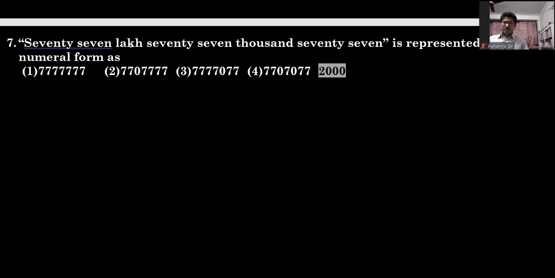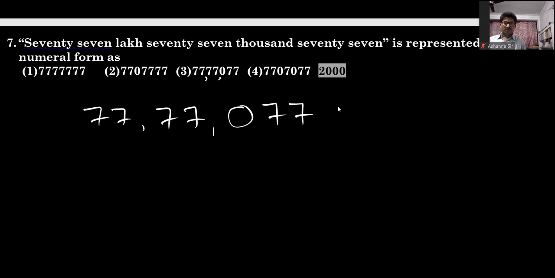Seventh, 77,077 is represented in numeral form as 77 lakh 77,077. In this, hundreds is not pronounced, that's why 0. So this is the answer. 77 lakh 77,077. Option 3.